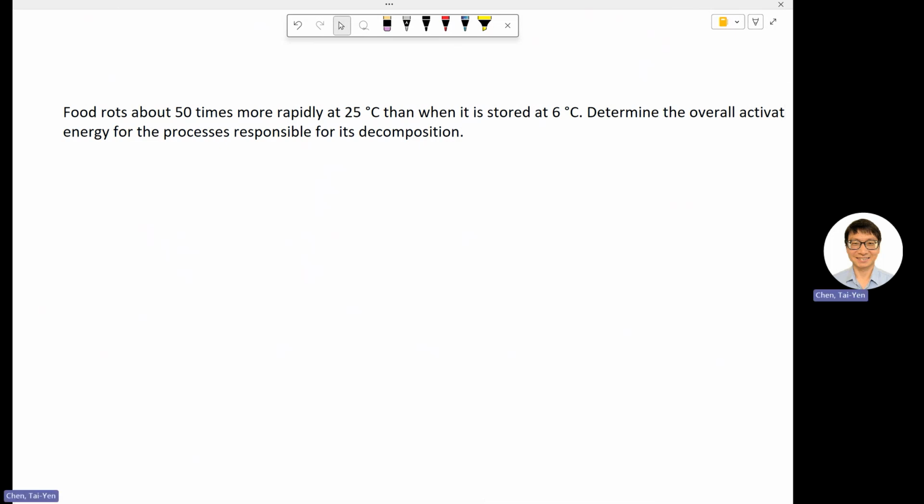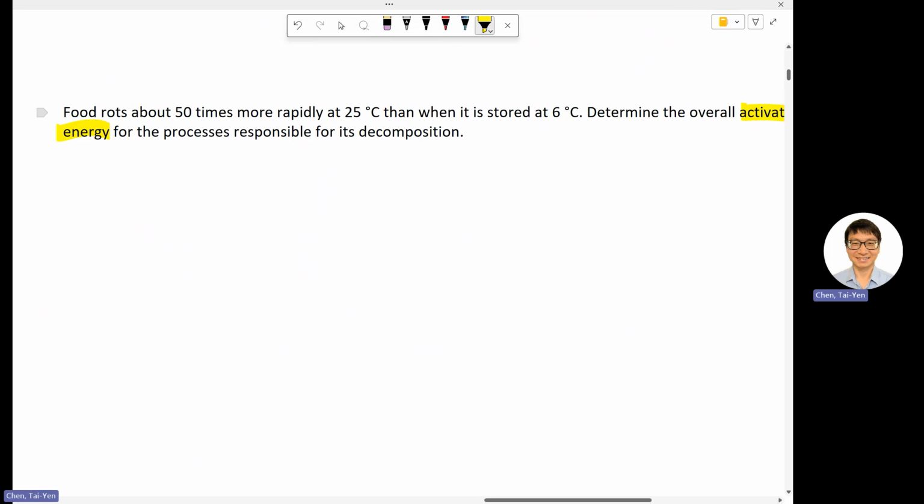Wood runs about 50 times more rapidly at 25 degrees C than when it was stored at 6 degrees C. Determine the overall activation energy for the process responsible for its decomposition. What is the keyword? Activation energy, right? So Arrhenius equation.